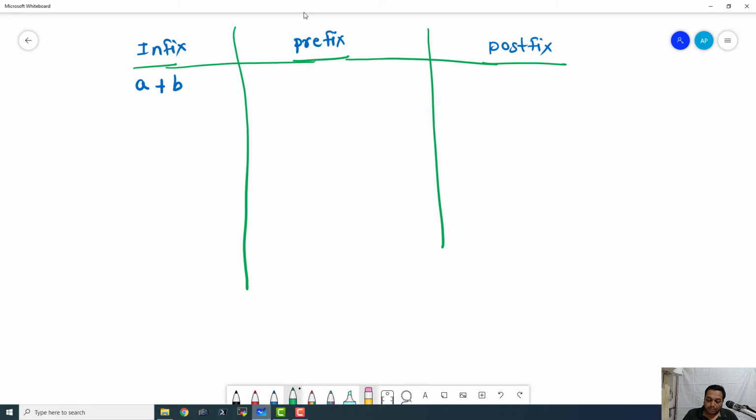So now let us compute the prefix of it. A prefix expression is an expression where the operator is before the operands. So here we can write plus a b. So both of these things mean the same thing. A plus b or plus ab, both of them convey the same meaning, that a and b are to be added. The only difference is this one is an infix and this one is a prefix.